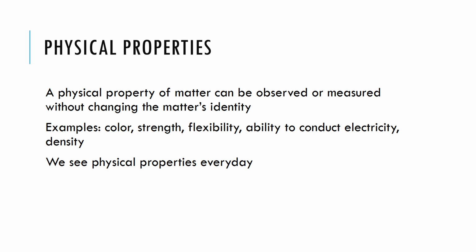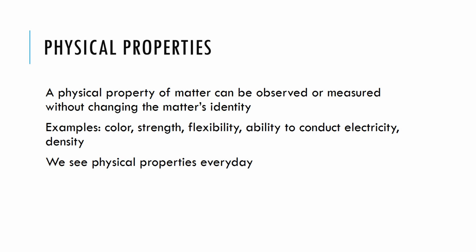So we see physical properties every day. Everything has physical properties that mostly we can usually see pretty easily. So examples are color, strength, how flexible something is. Can it conduct electricity? What is its density? Its mass is a physical property. Is it magnetic? These are all things that we can figure out without actually having to change the object to test it.